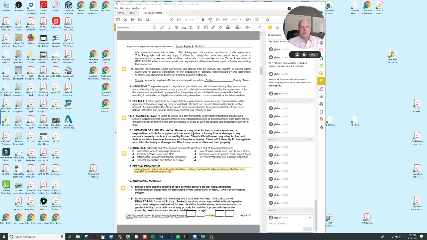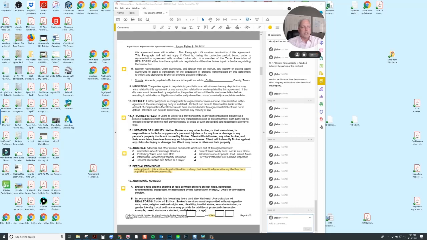11H is escrow authorization. Basically, that's just saying that the client buyer is agreeing to have the title company pay the fees that are within this agreement, and they would pay those fees directly to the brokerage upon the closing of the property.